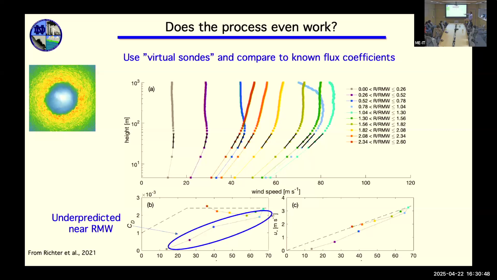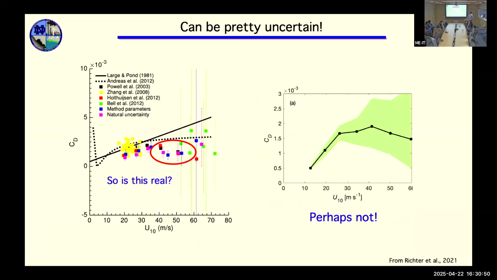Okay, so this seemed to suggest that, all right, is this roll off here real? At high winds, if these high winds are in the eye wall, is this drop off actually real?